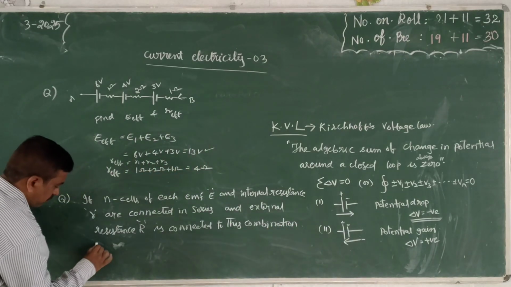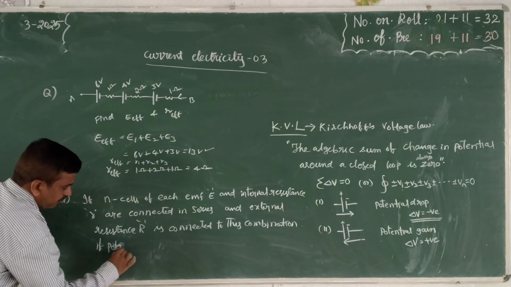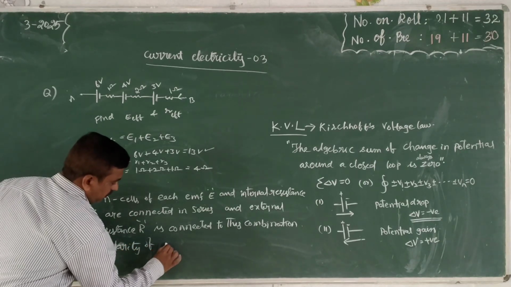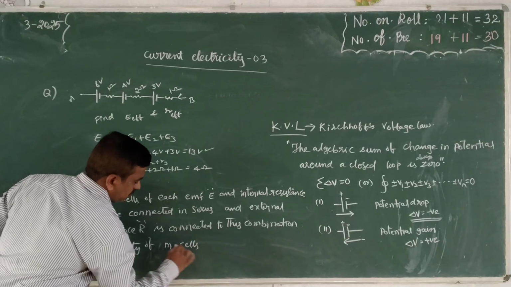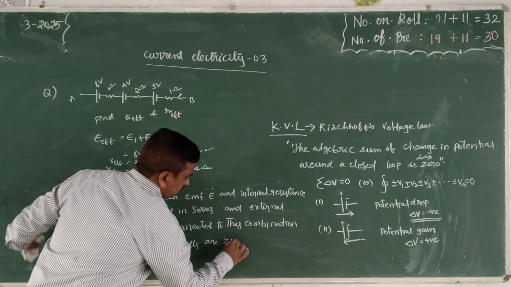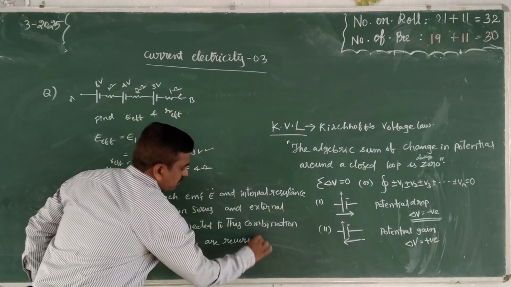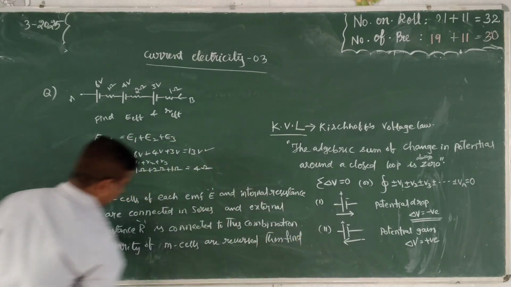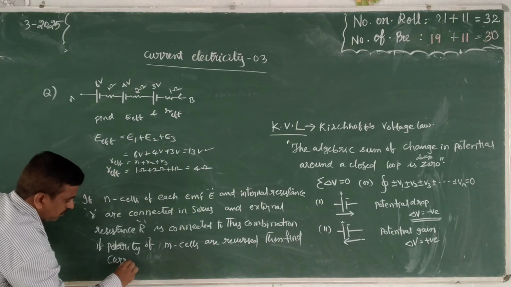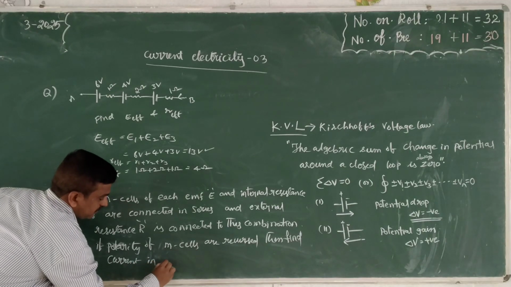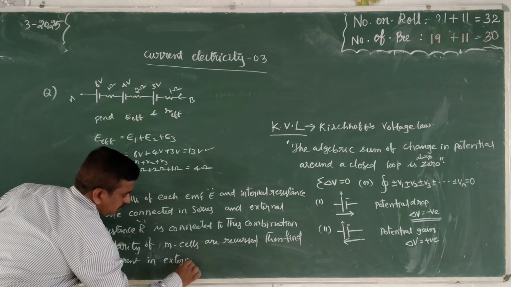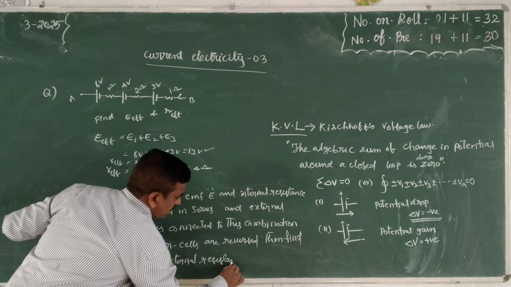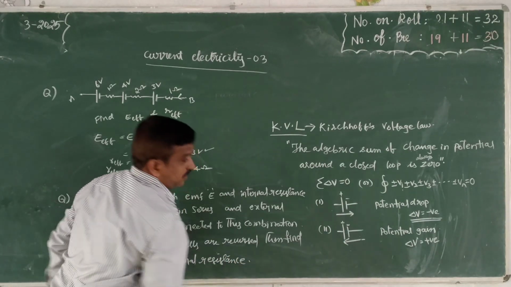if the polarity of M cells is reversed, then find the current in the external resistance. What is the current that we find out?